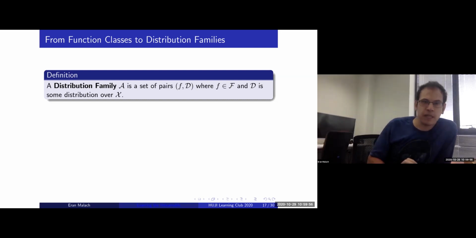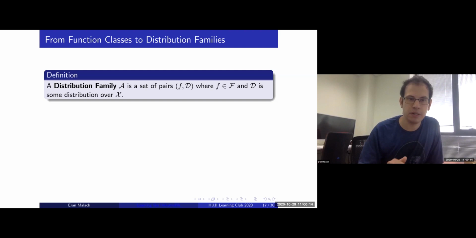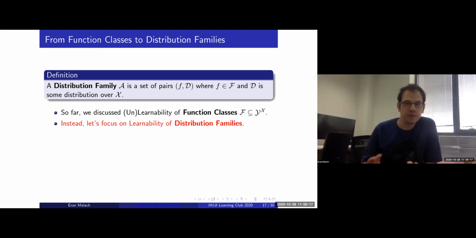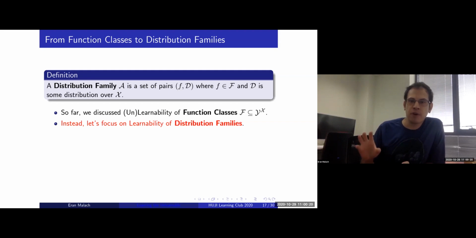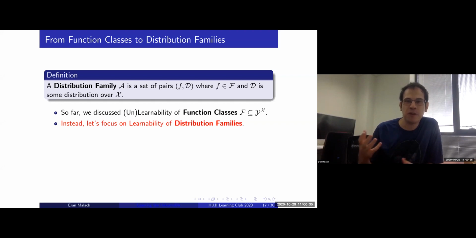So what is a distribution family? A distribution family is just a set of pairs of a function from the target class and a distribution over the input space. I will denote it by A. It's just a set of pairs of function and distribution. So this would be our distribution family. And we're mainly focusing on asking whether some function classes, say neural networks, are learnable or not learnable. So this would be the learnability question of neural networks. And in some way we failed in this process, because we found out that the very practical function class is basically unlearnable.